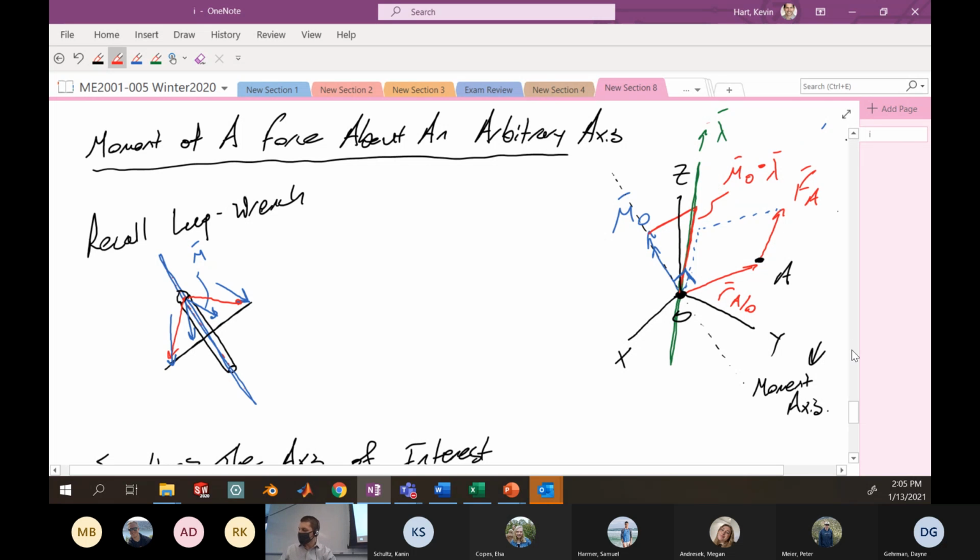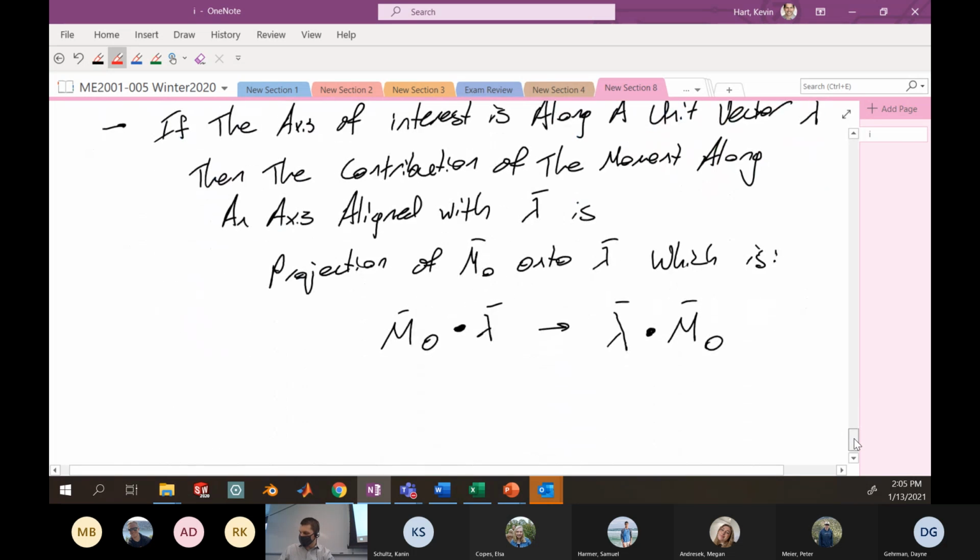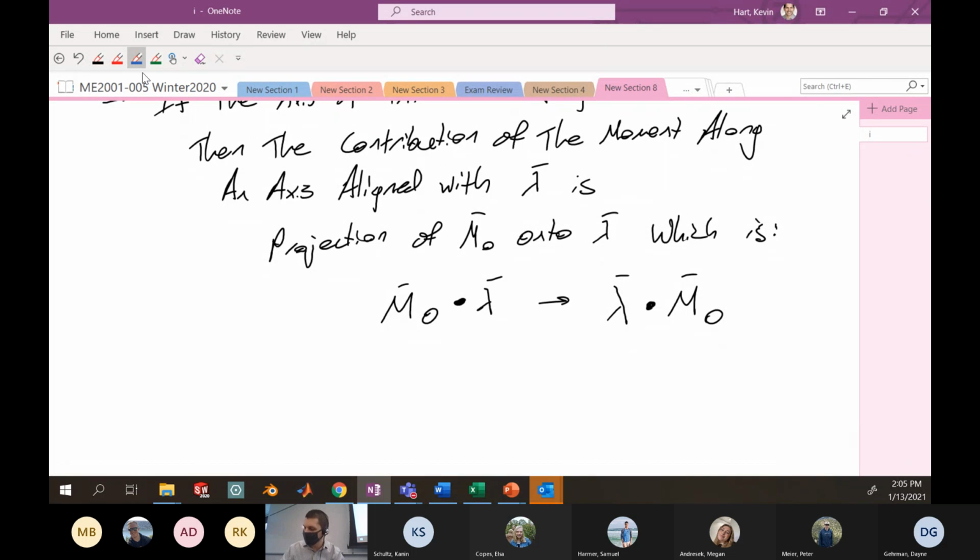Okay. So we were just about running with this idea and getting to the point where the triple product kind of comes into play and saying that, yes, the contribution is going to be something like lambda dotted with that particular moment.